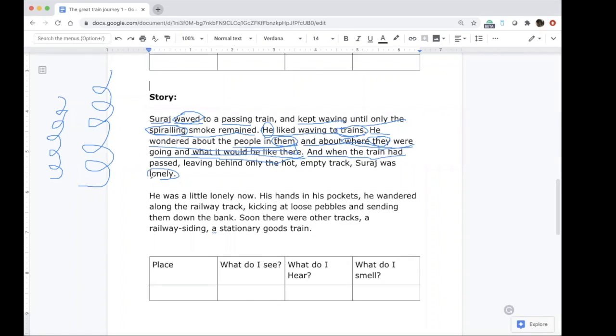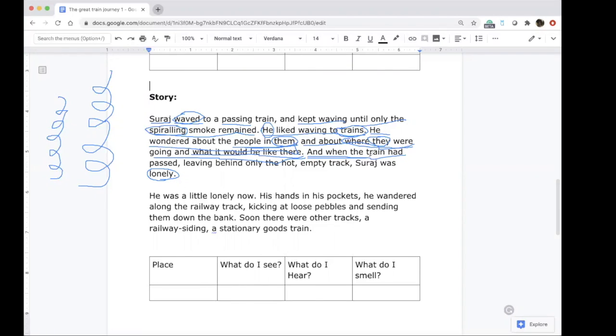Can anyone tell me what is the meaning of lonely? Sir, lonely means alone. He's alone now. The train is gone. Yes, very good answer. Lonely means he is alone. He is the only one there, because previously there was a train and there were a lot of people. Now the train had left the place. That means there is no one around. So Suraj is lonely.